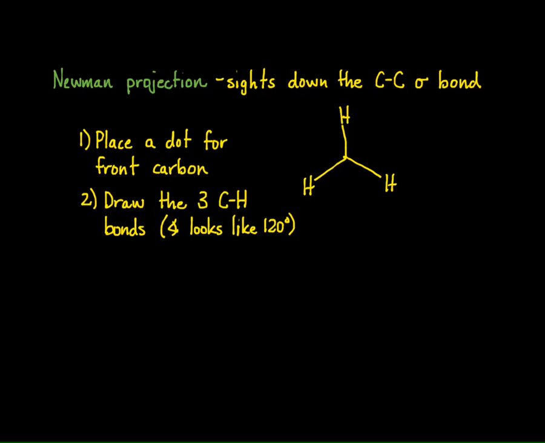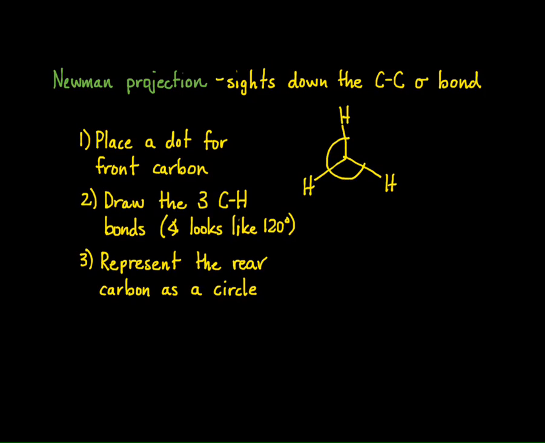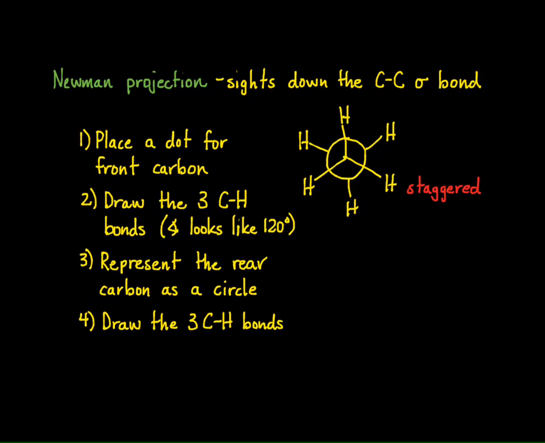Now, to represent the back carbon, what we're going to do is draw a circle around that dot, basically, and it's going to look like this. And so now the last step is drawing the 3 carbon-hydrogen bonds connected to the carbon in the back. And of course we can do this in one of 2 ways. So here I have the hydrogens that are basically 60 degrees from one another, right? This is what the staggered conformation looks like.